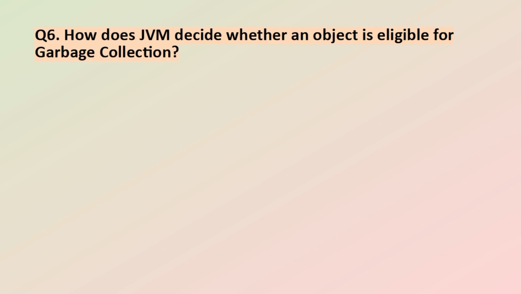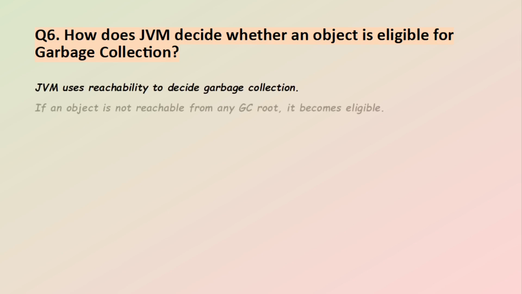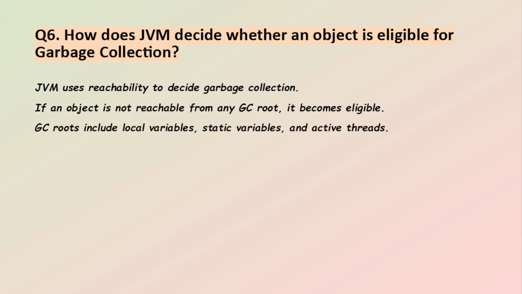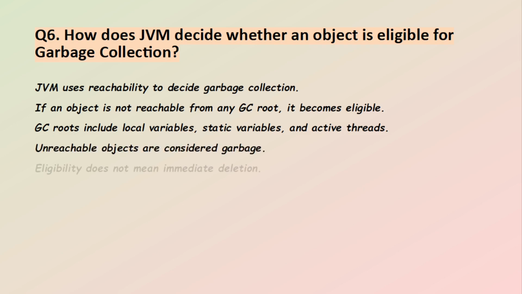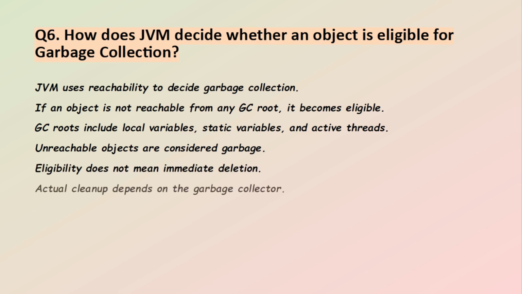How does the JVM decide whether an object is eligible for garbage collection? The JVM uses reachability to decide garbage collection. If an object is not reachable from any GC root, it becomes eligible. GC roots include local variables, static variables, and active threads. Unreachable objects are considered garbage. Eligibility does not mean immediate deletion. Actual cleanup depends on the garbage collector, and this process helps reclaim unused heap memory.